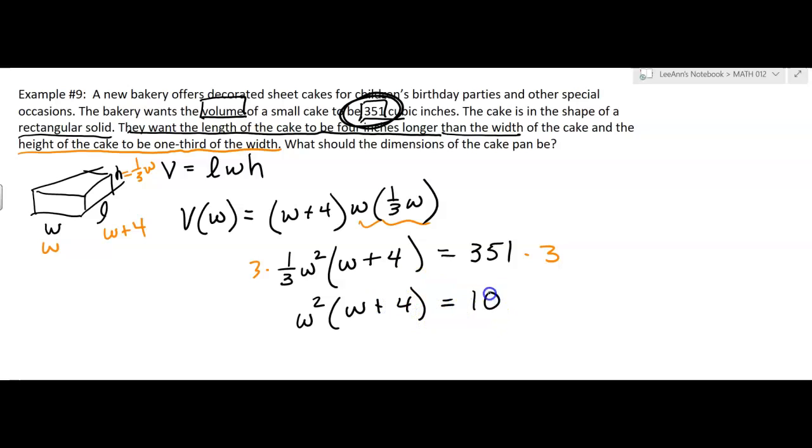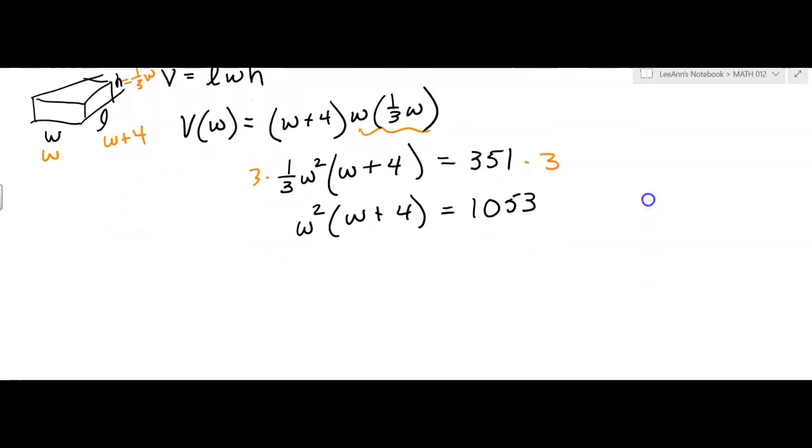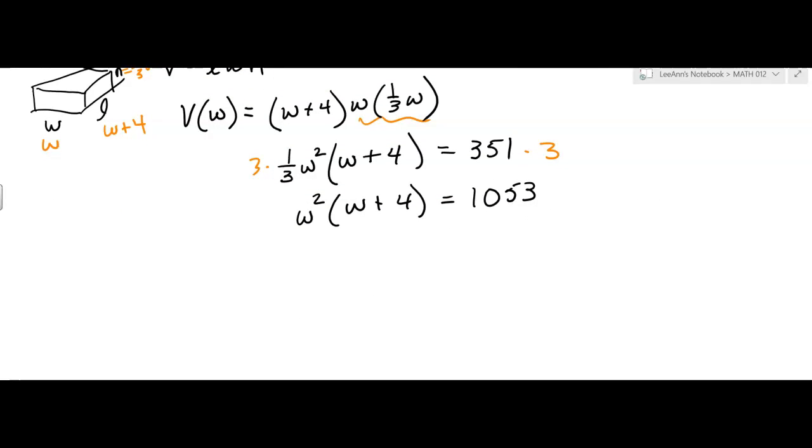I think it's 1053. Let me make sure. 315, carry the 1. That looks right. Okay, so now I'm getting somewhere. All right. If I set this to 0, W squared times W plus 4 minus 1053 is equaling 0. That means I'm finding the 0 of this function then, my volume. So now I have a volume function, okay? And I want to find the 0 of it.